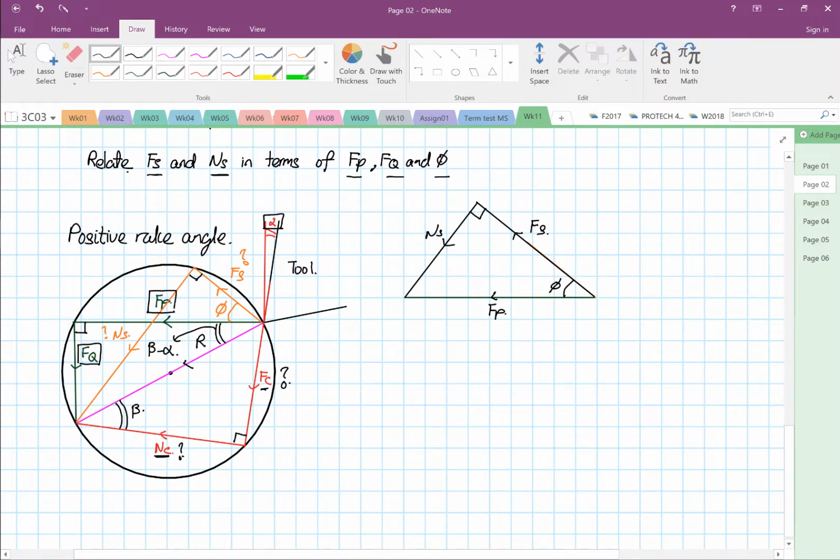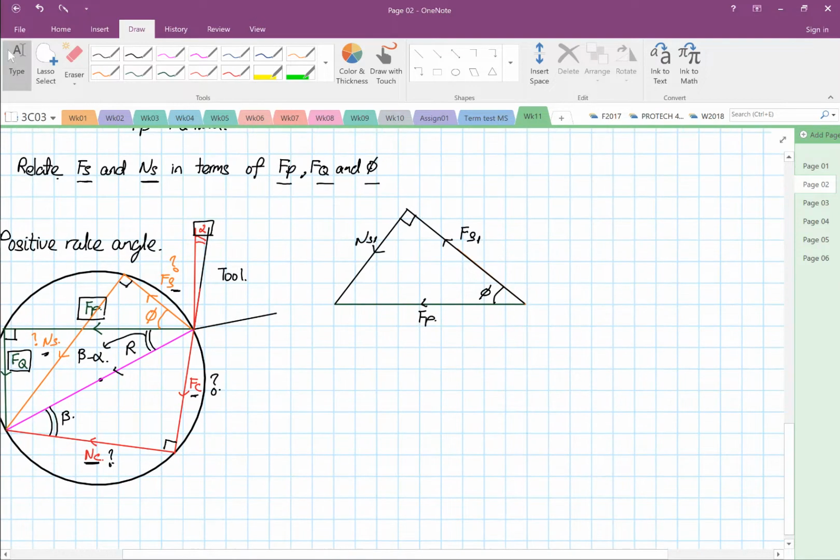If you look at Fs1 and Ns1, in terms of direction they are the same as Fs and Ns. So both will be positive, and we can write out the relationship where Fs1 is equal to positive Fp cos phi, and then Ns1 is equal to positive Fp sine phi. Okay, so this is one relationship.